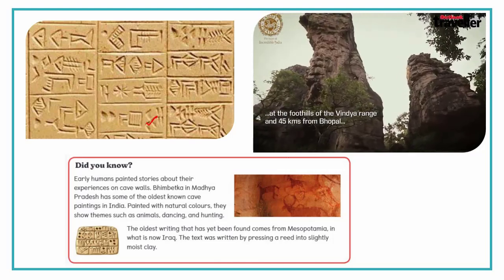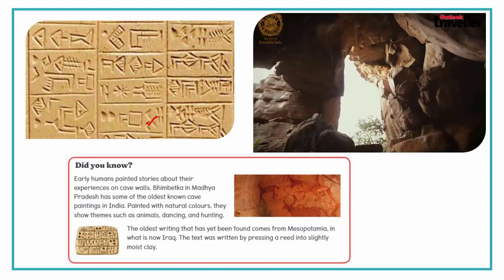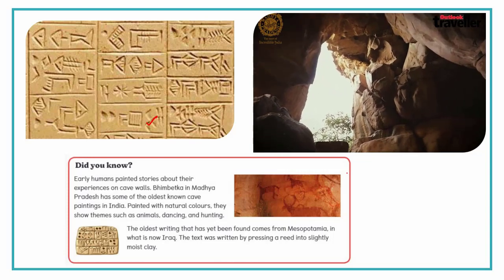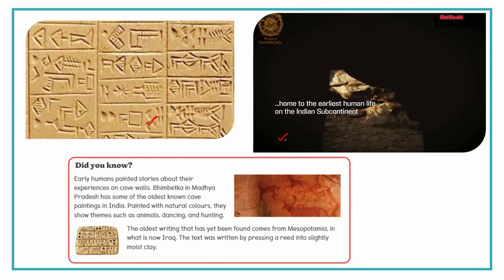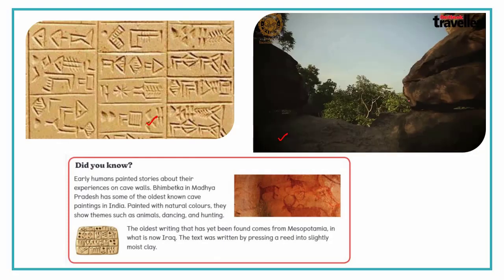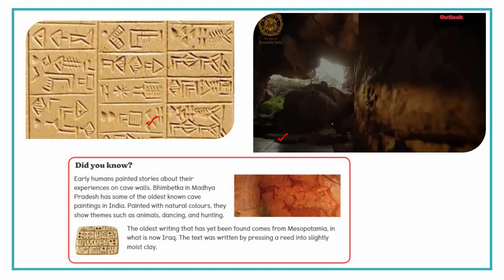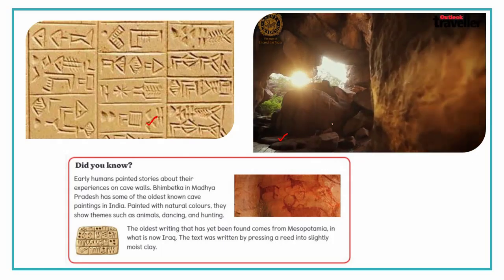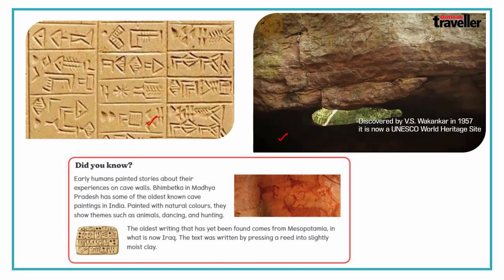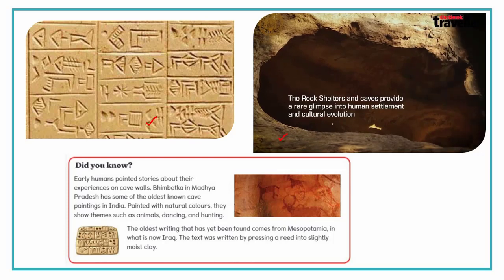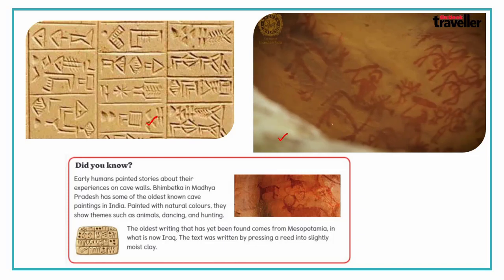This one. And early humans painted some stories about their experiences on cave walls. Here we are seeing Bhimbetka in Madhya Pradesh. These are the Bhimbetka caves. Earlier humans lived here. Okay, children? Now see, they painted with some natural vegetable dyes. These are Bhimbetka paintings.